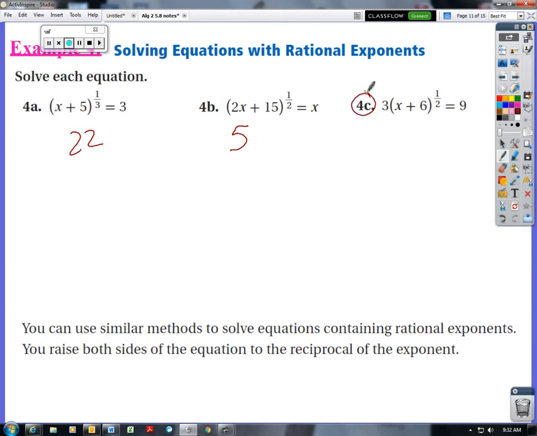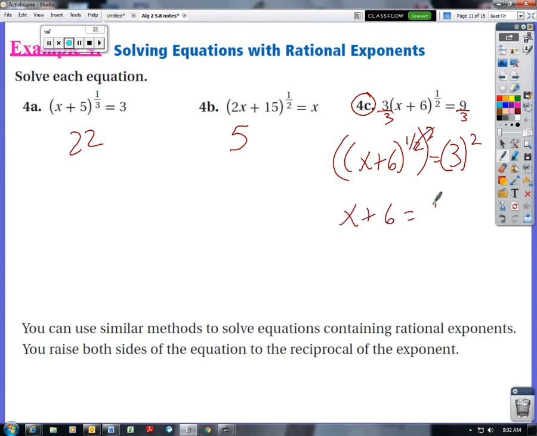So what I would do on this one, I would divide this 3 over, because I noticed that 9 divided by 3 can be done. So I have x plus 6 to the 1/2, and that's 3. I raise to the reciprocal, which is 2. I do that to both sides. That knocks that out of there. x plus 6 equals 3 squared, which is 9.